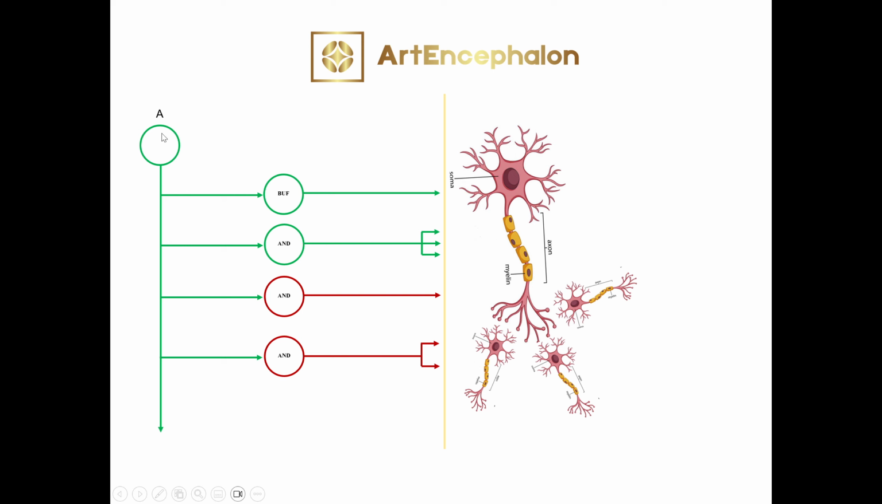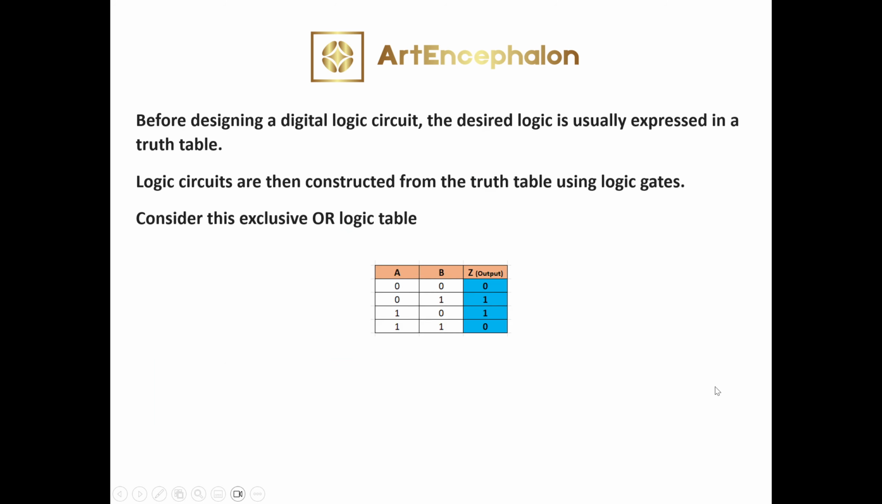So this neuron A is contacting this other neuron that is expressing AND logic. In this place it is contacting a neuron that is just a buffer. Here it is contacting a neuron that is inhibitory and is expressing AND logic. And this neuron A is also contacting another neuron that is inhibitory, having 2 axon terminals and expressing AND logic. All right, so that's what I'm trying to illustrate here.